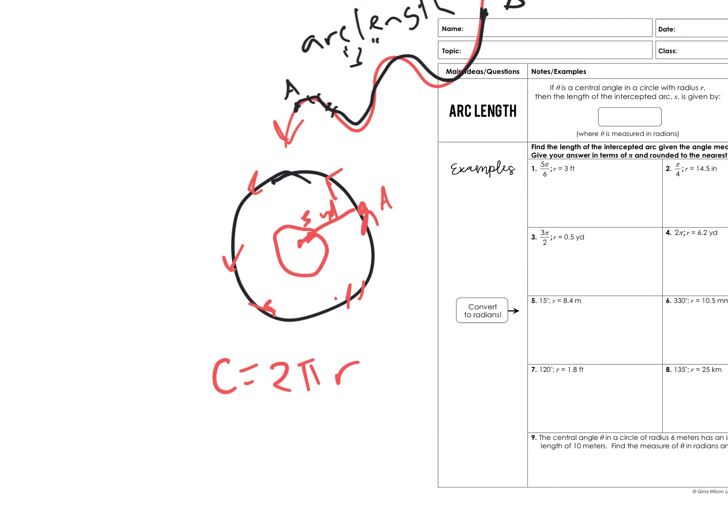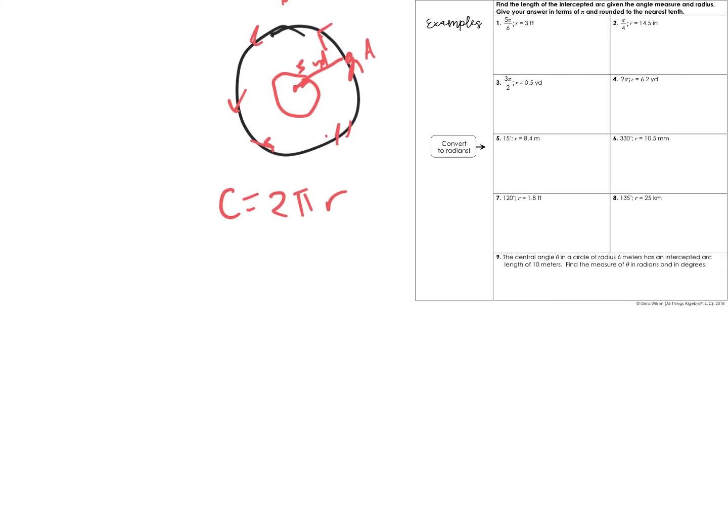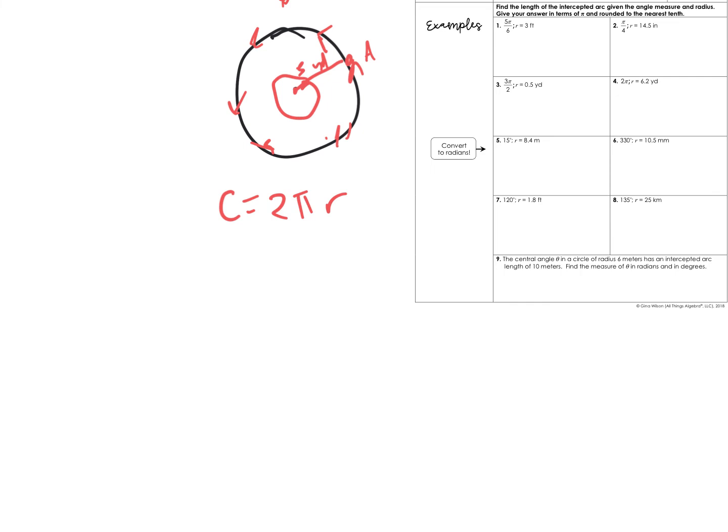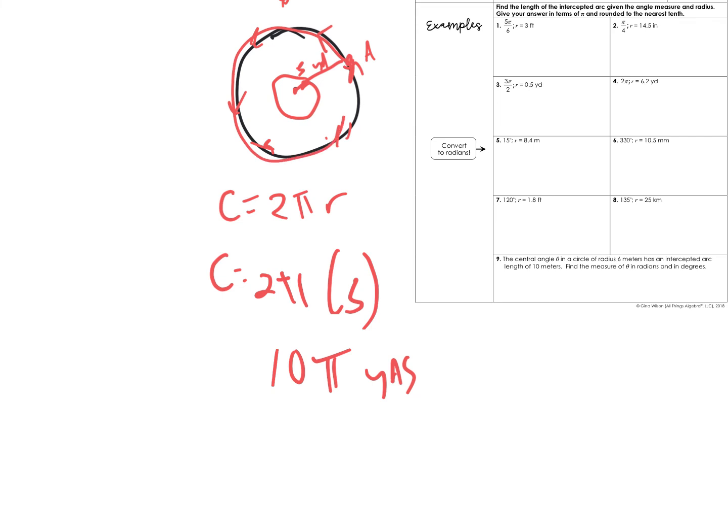Well, that makes a lot more sense. It's 360 degrees, right? It's in radians. But that's easy to do, because I can easily say my circumference is 2 pi times my 5 yards, and find out that's 10 pi yards. That literally works. So your arc length is the circumference of the whole circle.